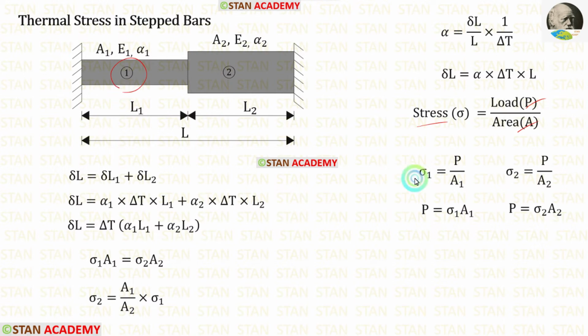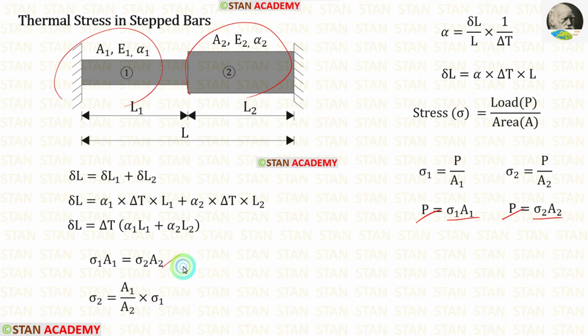Stress in the first part is equal to load upon area 1. The stress in the second part is equal to load by area 2. So in the first part, P is equal to sigma 1 A1, and in the second part, P is equal to sigma 2 A2. In both of the parts, the value of P will be same. So we can equate these two values. Sigma 1 A1 is equal to sigma 2 A2.